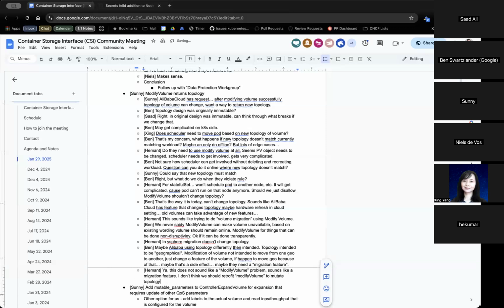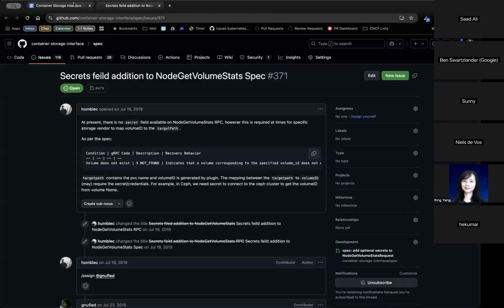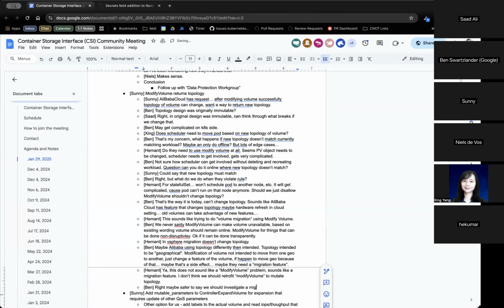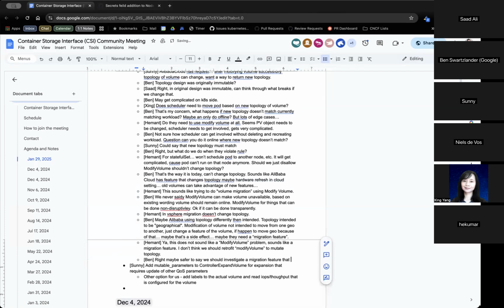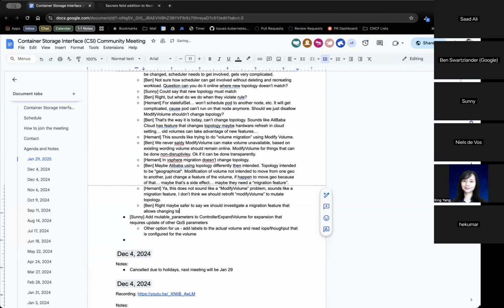Maybe it is safer to say we should investigate a migration function, which is explicitly designed to change topologies of volumes, but to do so in a disruptive way. That's probably going to work better for most vendors anyways. If you're intentionally changing the geographical characteristics of a volume by moving the data to another place, we should say that's actually a migration, right? That's a new volume in a new place that just happens to have the same data as the old volume.